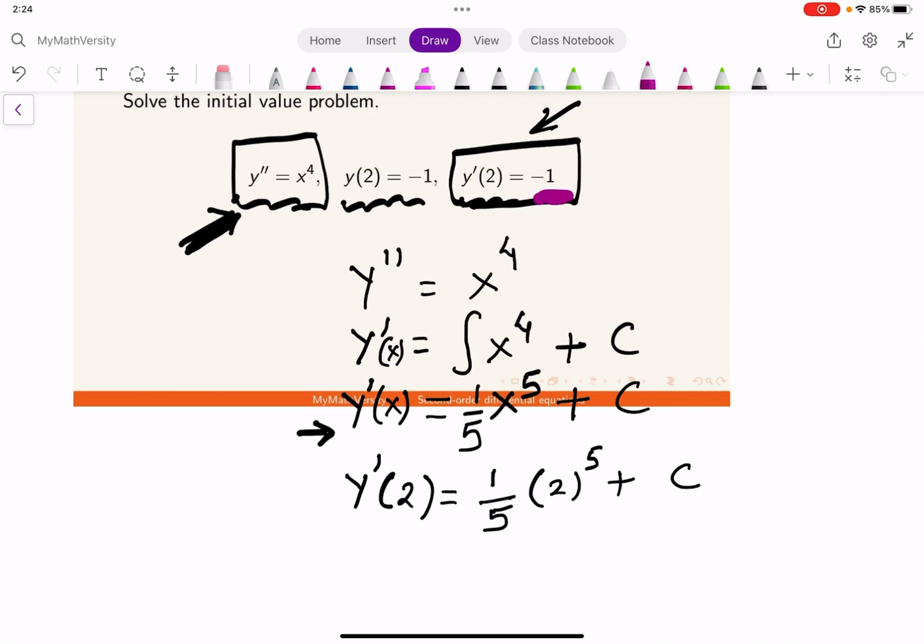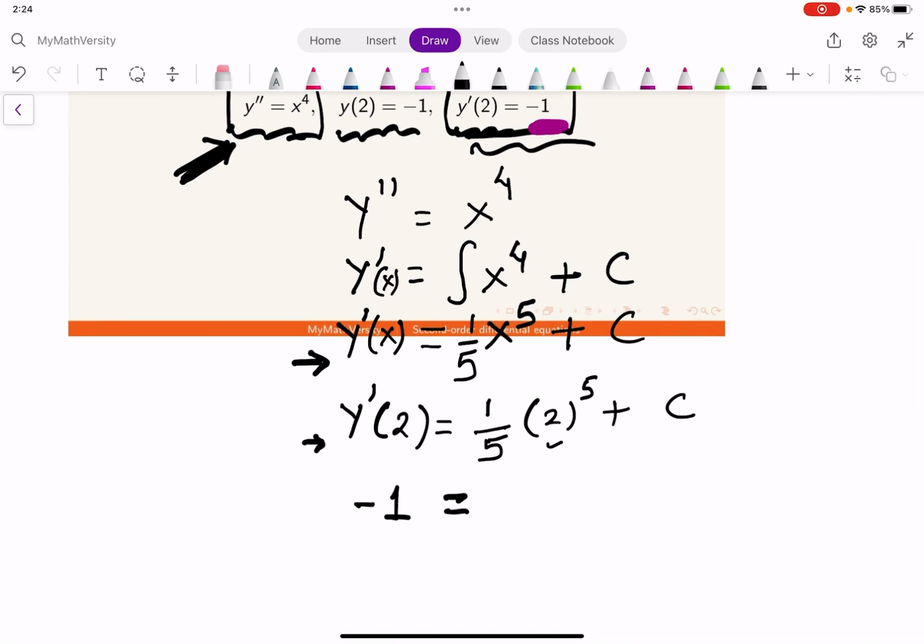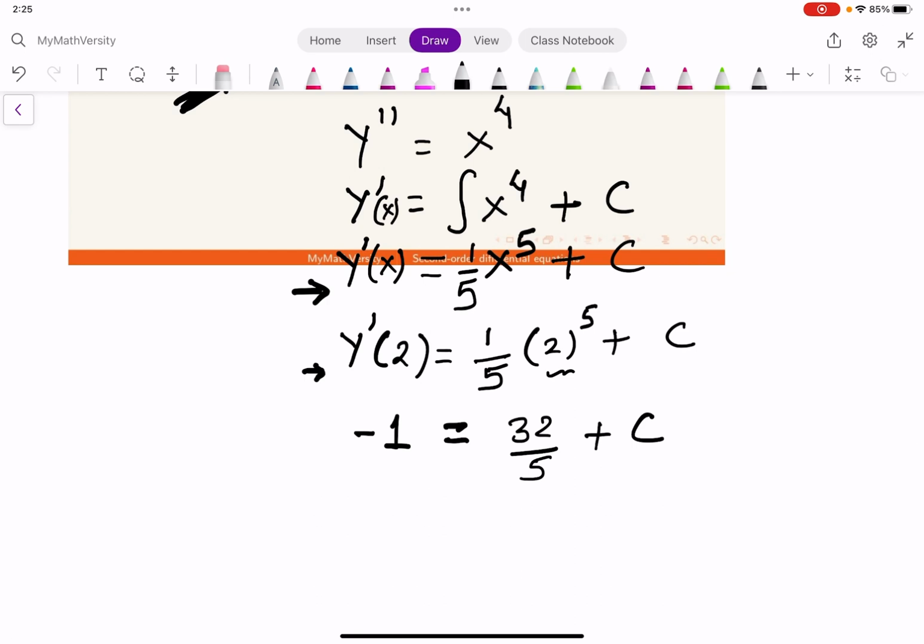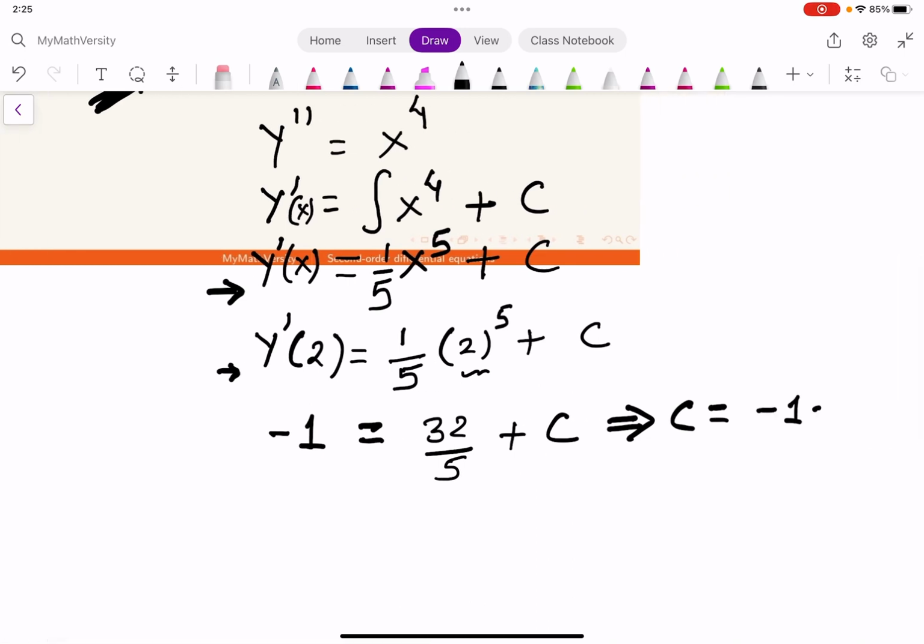But what have we been given? y prime at 2 is given as -1, so we can substitute that here. So -1 is equal to 1/5 times 2 to the power 5. 2 to the power 5 is 2 times 2 times 2 times 2 times 2, which is 32, right? So we have 32/5 plus c. Since c is the only unknown, we can solve for c: c equals -1 minus 32/5, which is -5/5 minus 32/5. So we get -37/5 as the value of the integration constant.